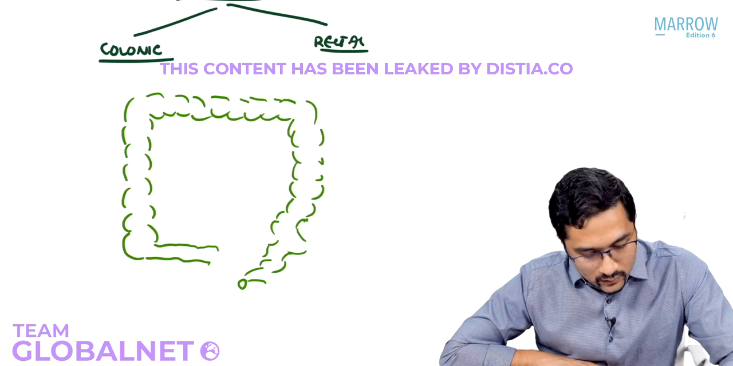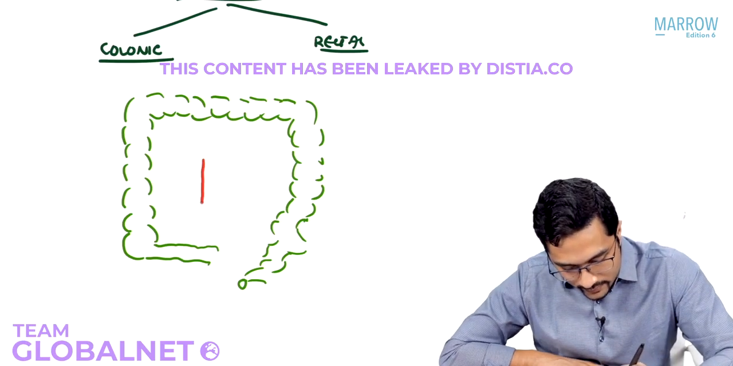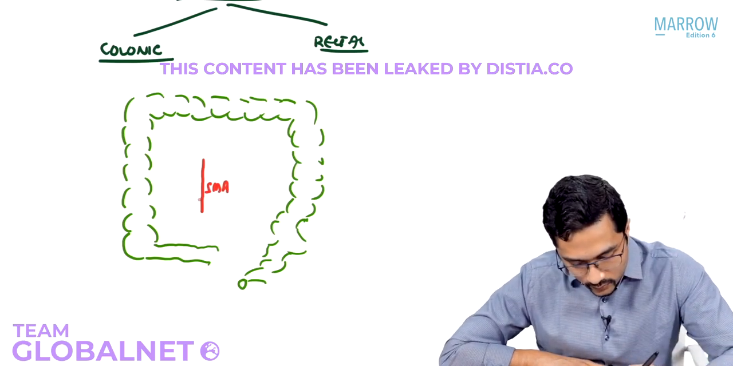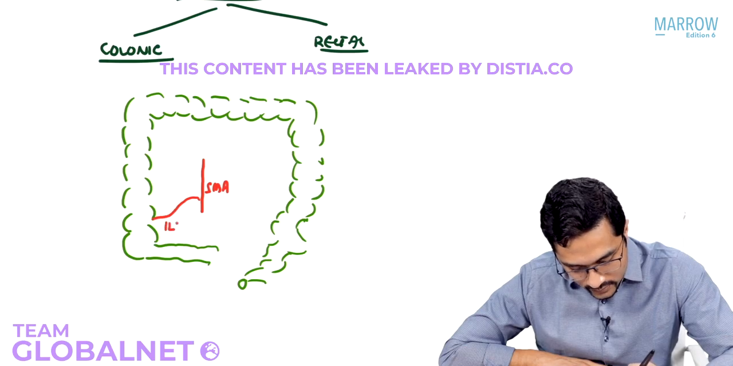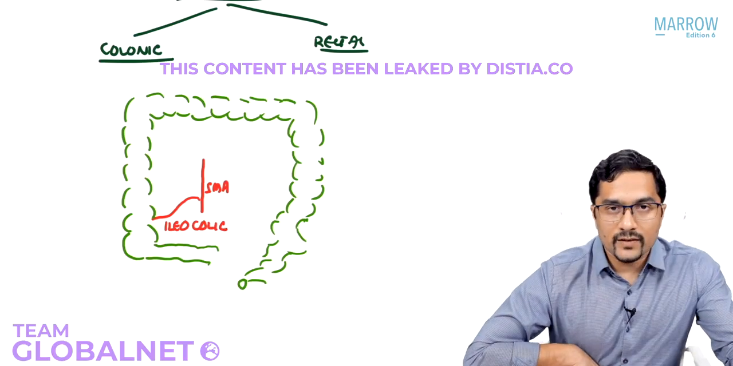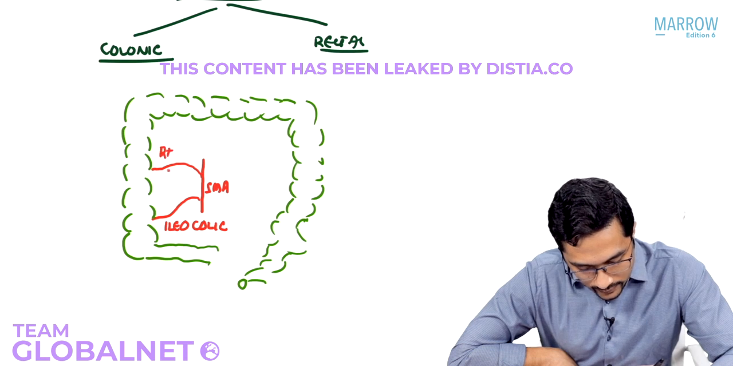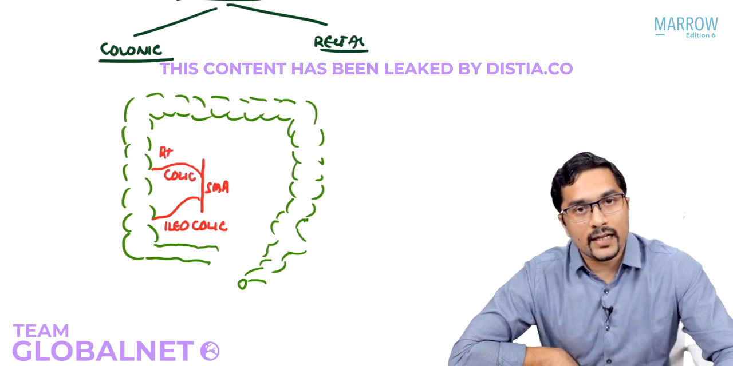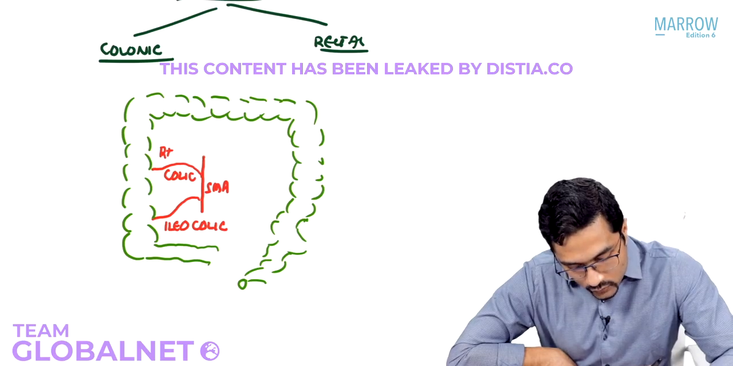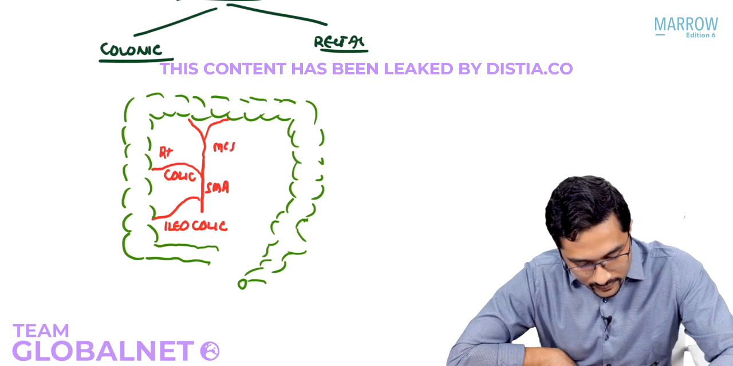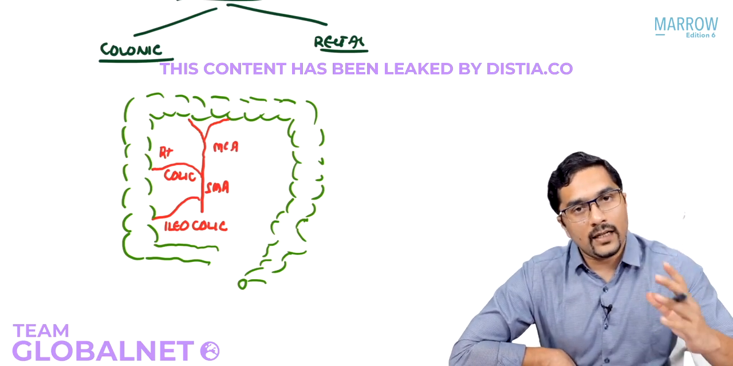Now, you have a superior mesenteric artery. The red one is the SMA. It gives off an ileocolic branch. The appendicular artery is a branch of the ileocolic artery only. Then you have a right colic artery, which supplies the ascending colon. Then the superior mesenteric artery splits into the middle colic artery, and the middle colic artery has a right and a left branch.